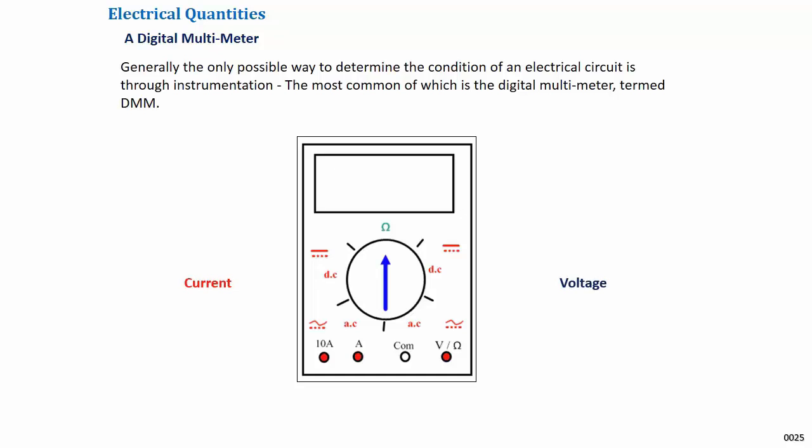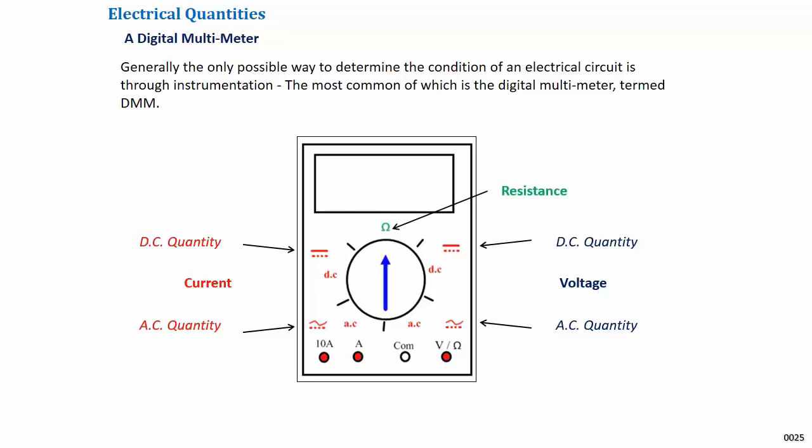The DMM can measure both current and voltage for both alternating quantities, AC, and direct quantities, DC. The DMM can also provide a readout of resistance. With this option, the meter acts as a DC source to feed the network with a known voltage. It then measures the current and calculates the circuit resistance using Ohm's law. The voltage and current options, either AC or DC, or resistance, are selectable by a switch.